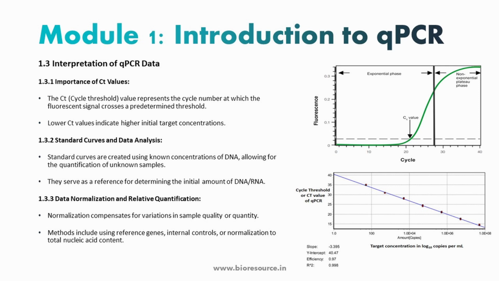A standard curve is very important. It is useful for calculating the quantity of an unknown sample, and it serves as a reference for determining the initial amount of DNA or RNA. Based on the slope and intercept value, we can calculate the viral load or bacterial load of an unknown sample. In certain cases, we have to normalize the qPCR data, because it compensates for variations in sample quantity and quality. These methods include the use of reference genes, internal controls, or normalization to the nucleic acid content. We can normalize to these ratios based on the reference gene expression or the presence of an internal control, and it is useful in normalizing the content.